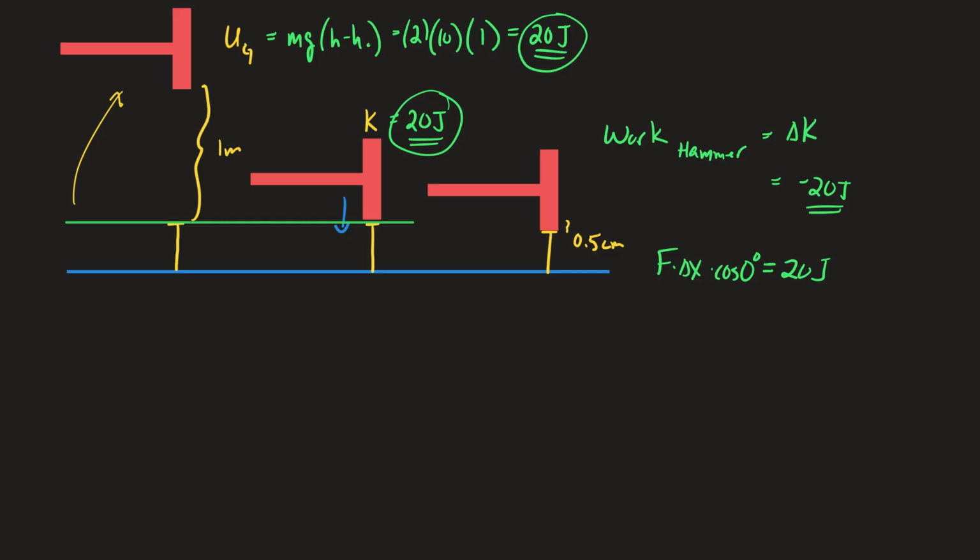And do we know how far the nail went while the hammer was hitting it? 0.5 centimeters. So the force of the hammer times the displacement of the nail, which I need to convert to meters. So that's why it's 0.5 centimeters, 0.005 meters, equals 20 joules. So just figure out the force. I find the force has to be 4,000 newtons.